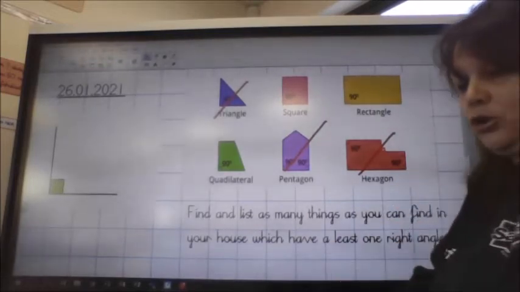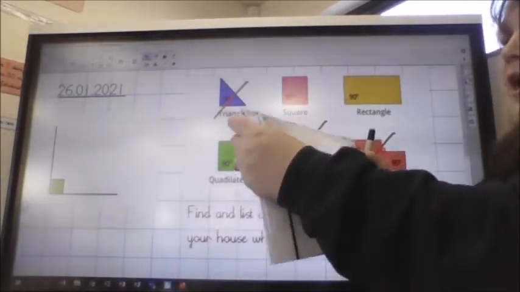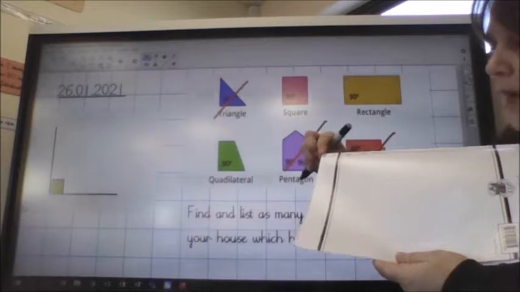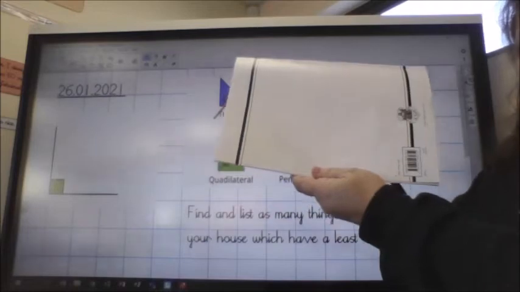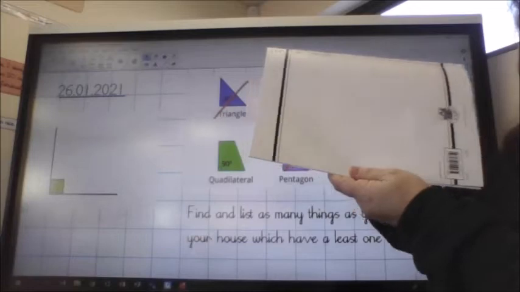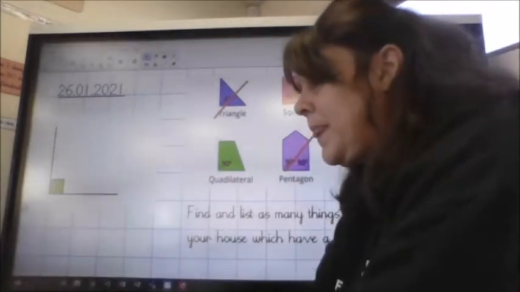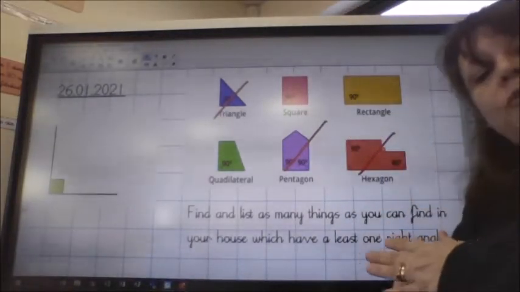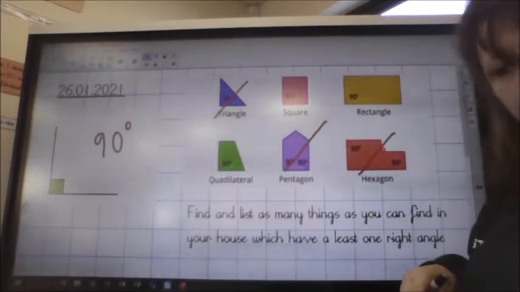So if you look at your book, I'll just fold it back this way. I have got a square corner here, a square corner there, a square corner here, and a square corner here. So 4 square corners, 4 right angles, because it's a rectangle. Right angles equal 90 degrees.